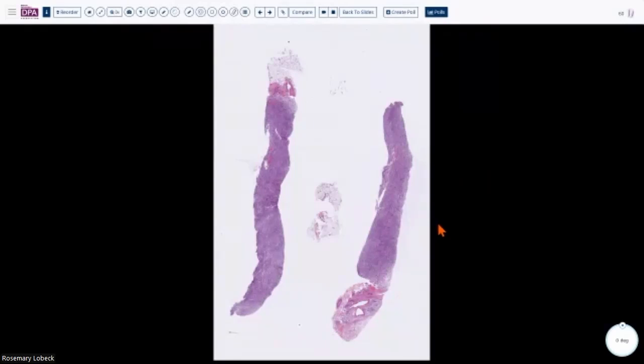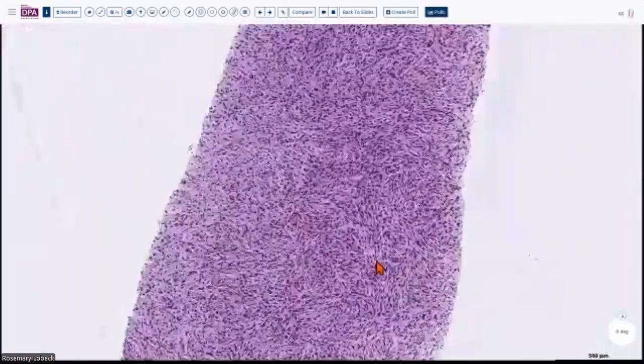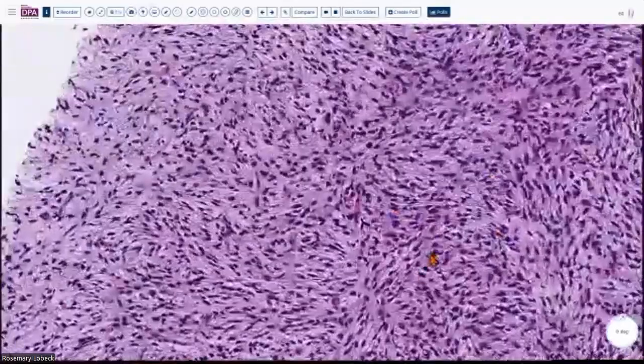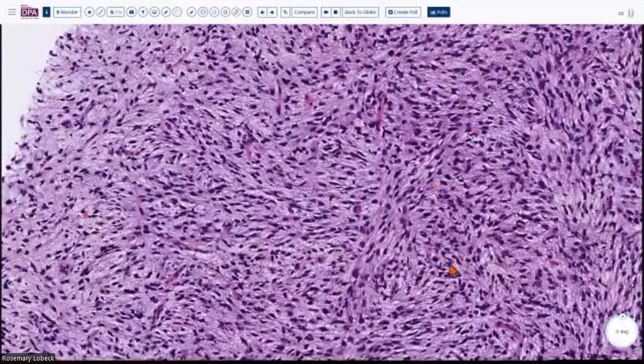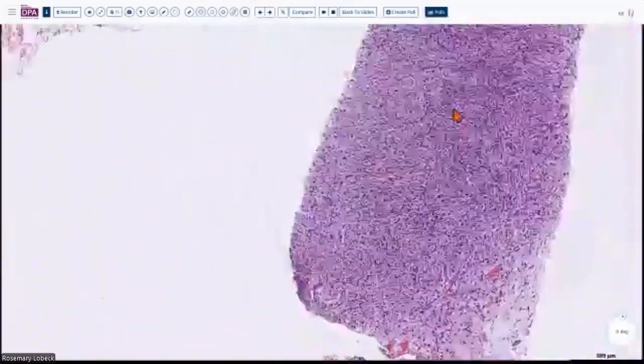So if you look at this mass from a low power, this and the nodular fasciitis look pretty much similar, right? But when you go higher, you will see that there are these larger caliber blood vessels. So if you do the CD34 or CD31, this will pop out, but you can see these are larger caliber blood vessels, and they have very hyperchromatic nuclei.